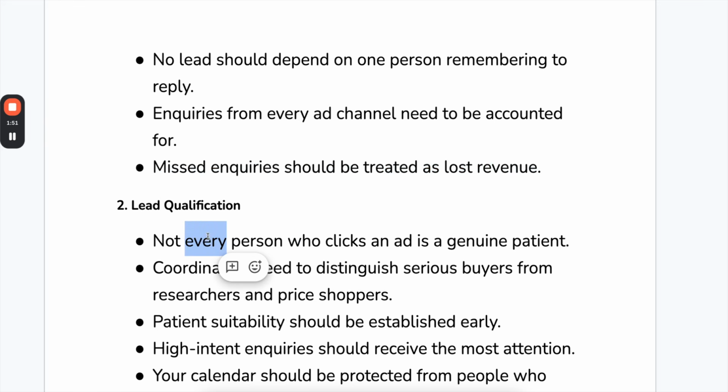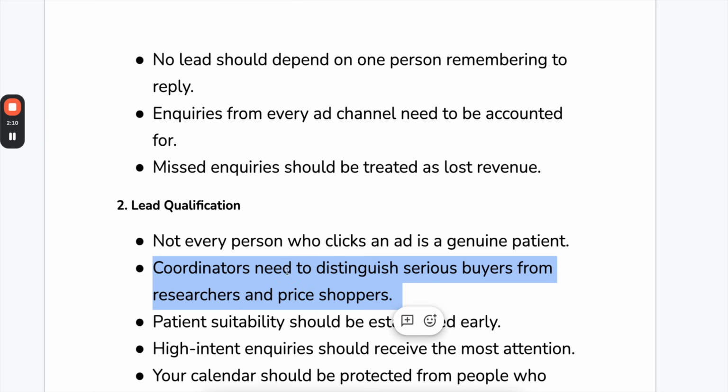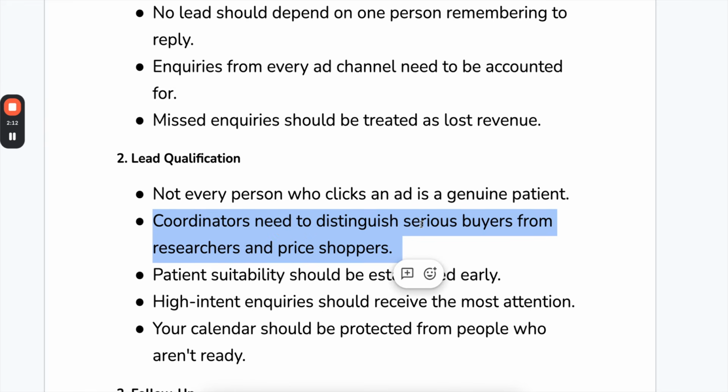Okay? And lead qualification is the next. Not every person who clicks an ad is a genuine patient. Just because someone clicked your ad doesn't mean they're a genuine patient. You need to look for the genuine patients in your leads, and the only way you can do that is by opening conversations with them, calling them, having a real conversation with them. And remember, coordinators need to distinguish serious buyers from researchers and price shoppers. Many people click ads just to get a price, just to get a quote. But the coordinators need to be very good at understanding who is just a shopper and who is actually buying.